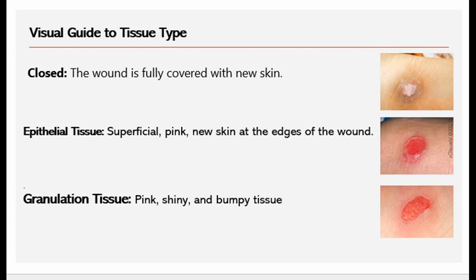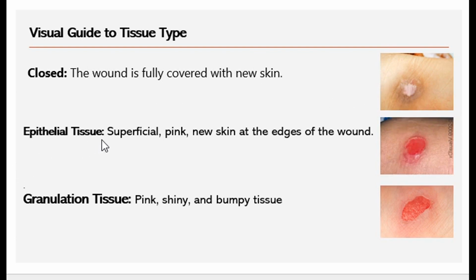Let us see the pictorial representation of the tissue types. I have told you about closed tissue. Closed means a score of 0. This is the picture. You can see the wound is fully covered with new skin, pink, light peach in color. Skin has already come. There is no drainage, no infection, no redness around it. So this is closed, score 0.